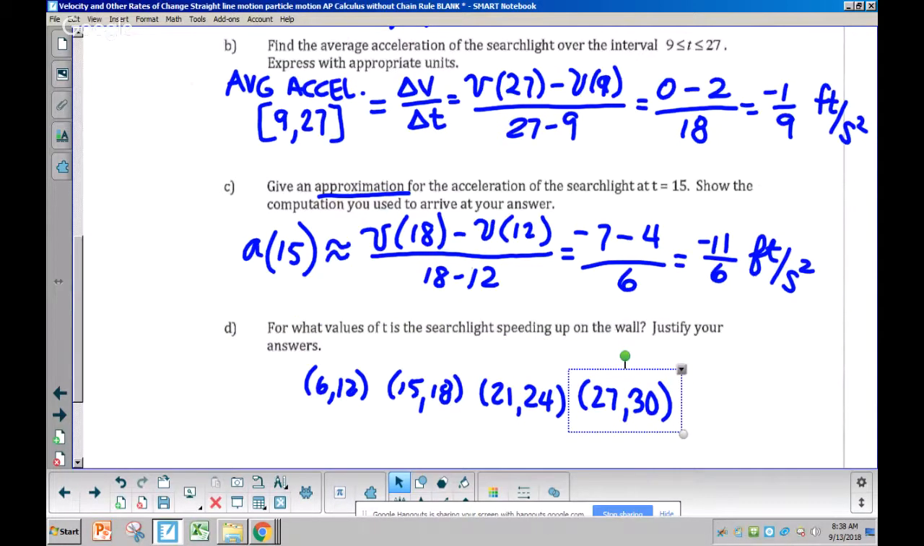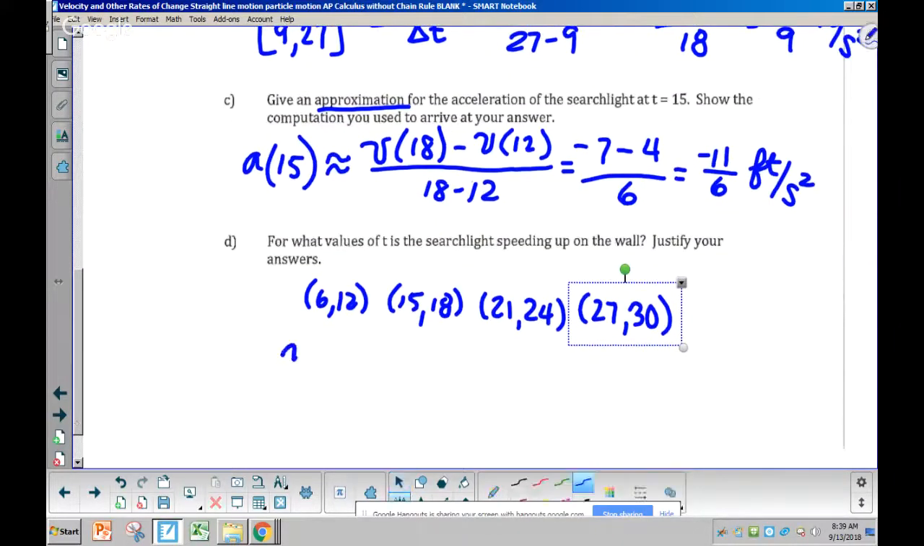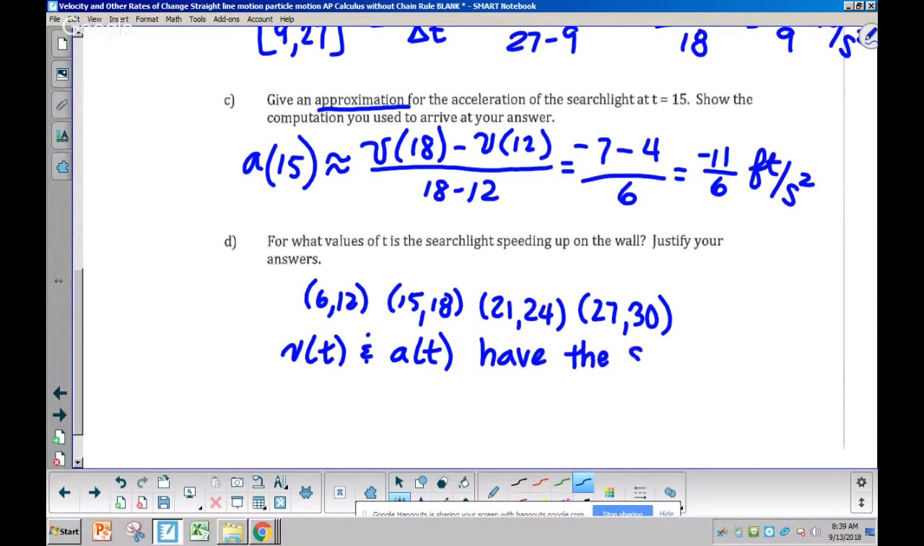Now those are the intervals. How do we know? Because we have to justify our answers. How did we know? Velocity and acceleration have the same signs. That's how we knew.